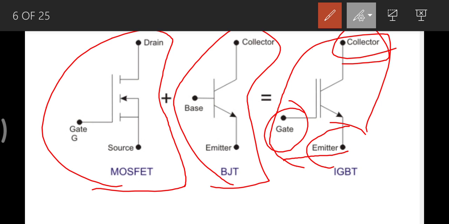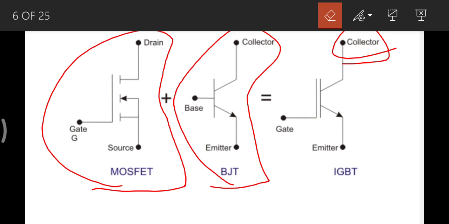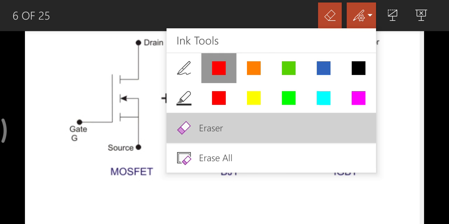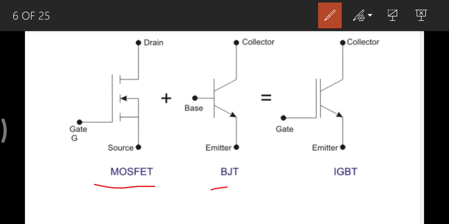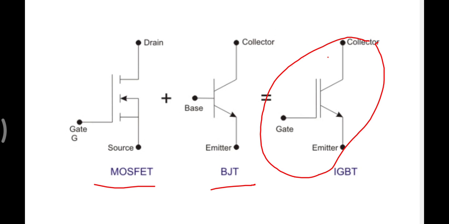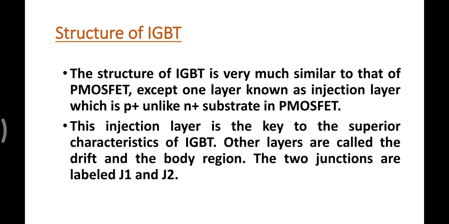So if you see here, the IGBT is the combination of MOSFET and BJT. The symbol also is the combination of both the MOSFET and BJT. So let us see what the structure of the IGBT is.